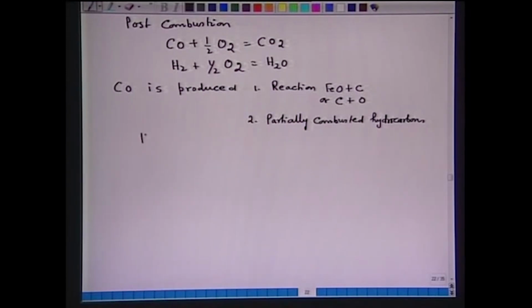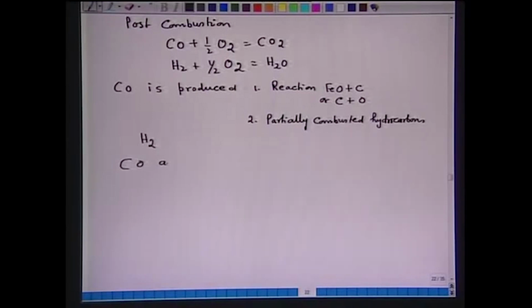Now, hydrogen can be generated by the dissociation of steam or water vapor or the moisture that is present in the scrap. Now, CO and hydrogen can be available at the free space of the electric arc furnace. That means above the slag, CO and hydrogen would be available, but carbon monoxide may also be available in the slag.